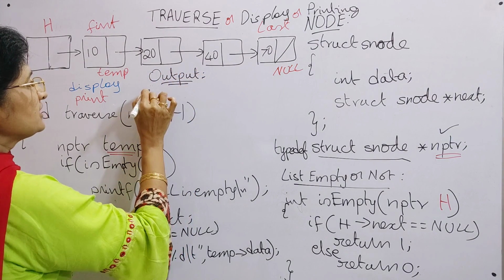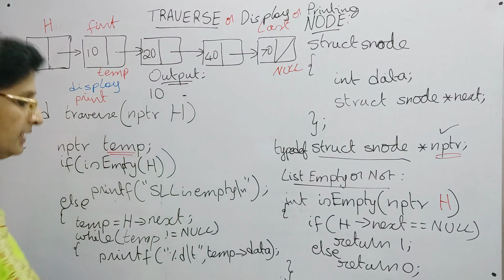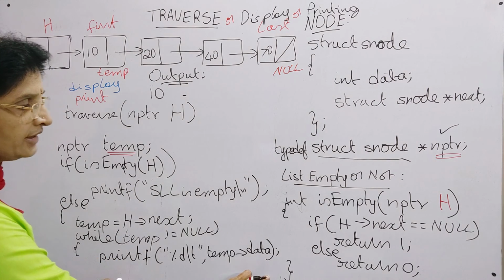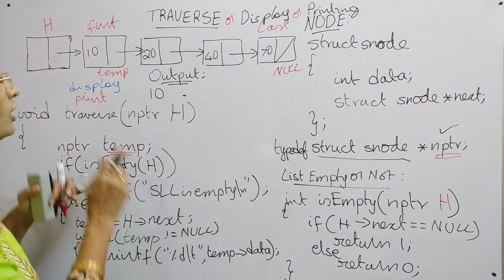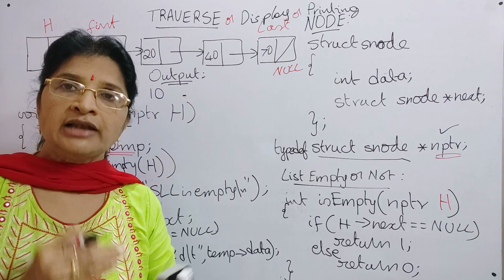How will I get it? First, the value 10 will be printed, and the cursor will be waiting because I have given a tab. So now the first value is printed. After printing the first value, what do I have to do? Now I have to print the data value of the second node.